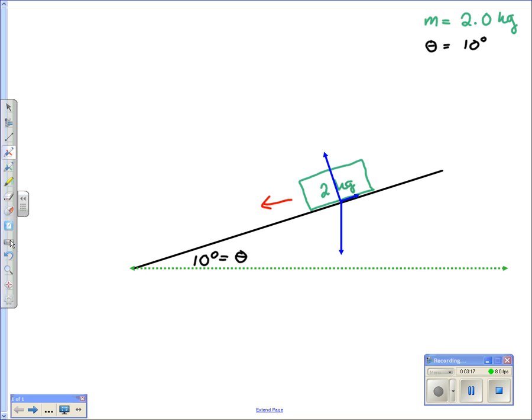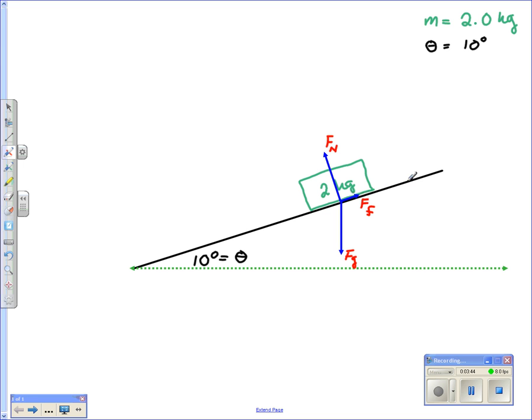I'm trying to undo that, but it's not working for me, so we'll just erase it. Ultimately, friction, this little force here, is going to act opposite our motion. So we have the normal force here. This is the force normal. We have the force of friction. And we have the force of gravity. So we have these three forces acting on our box.